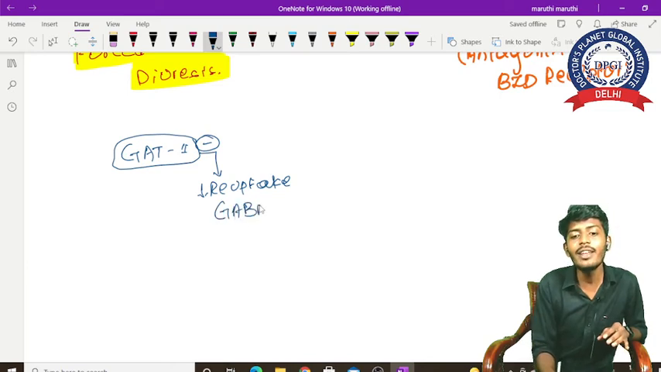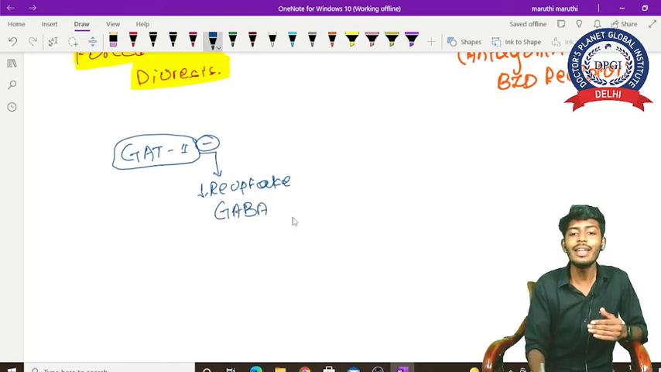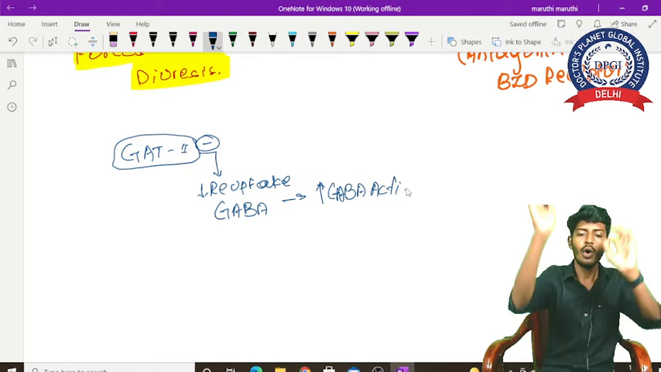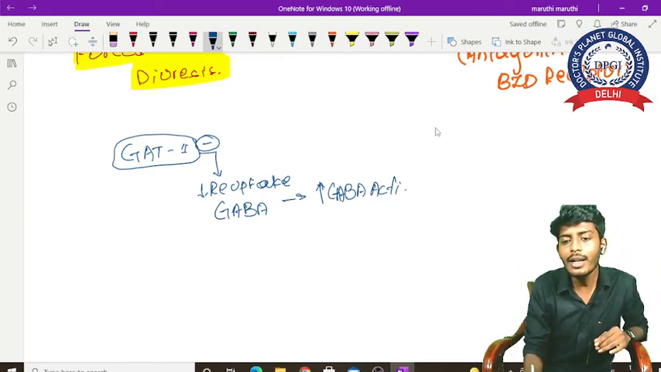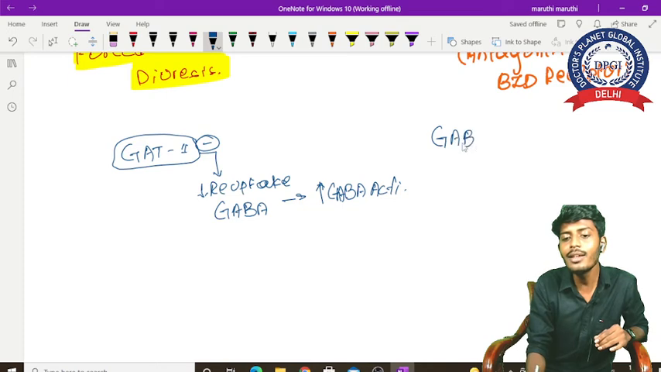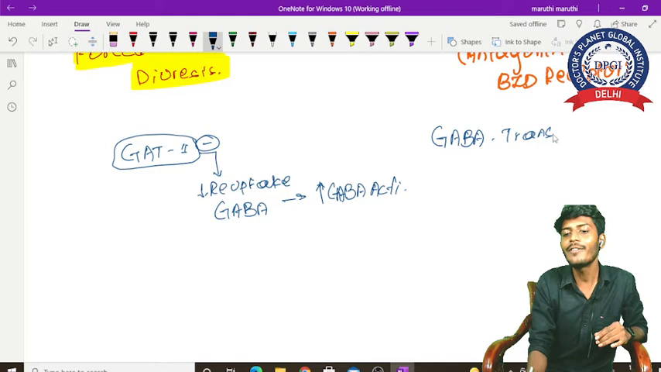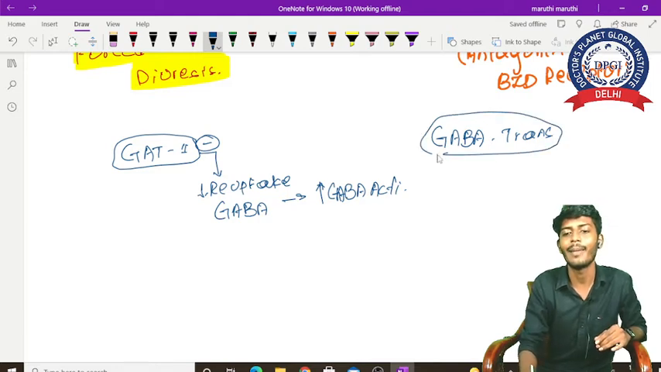If there is a decreased reuptake of GABA, that means what? That will increase the GABAergic activity. The other possibility is GABA transaminase. If I inhibit this GABA transaminase, that will also increase the GABA quantity. So both of them can increase the GABA quantity.